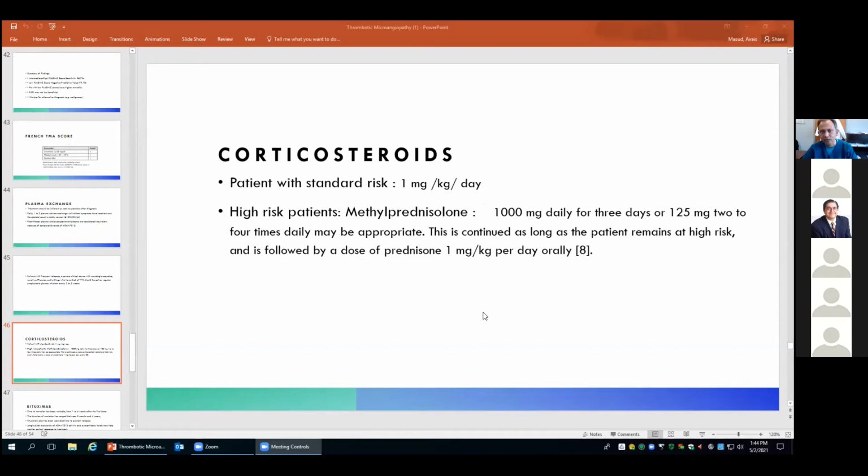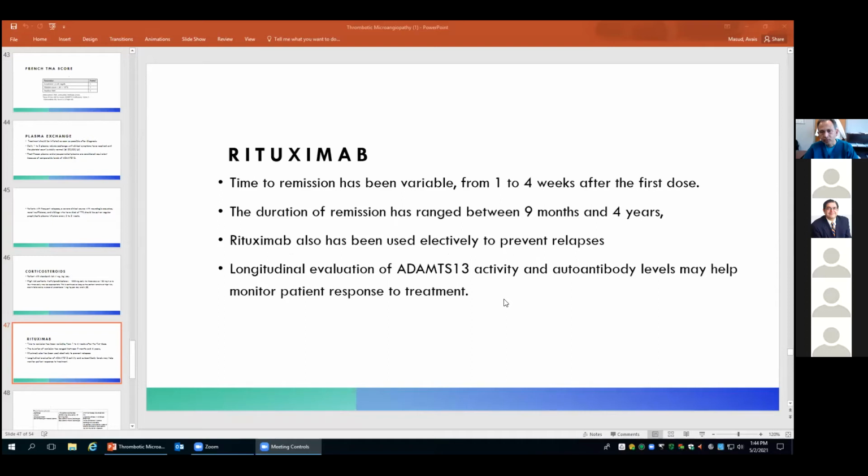If the patient is very high risk, you give a high-dose bolus and then a high dose of prednisone. You give 1 gram for 3 days, and then 1 milligram per kg per day for 4 weeks. After that, when the condition improves, you slowly taper off. And we spoke about rituximab. We give it for 4 weeks, a weekly dose, and this commonly causes remission, which could last from 9 months to 4 years. And in some conditions, you give rituximab to prevent relapse if you have a history of frequent relapses.